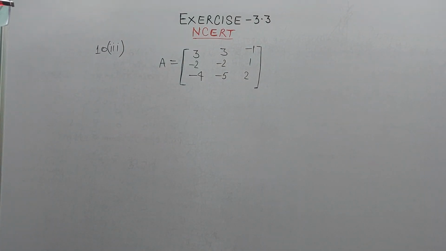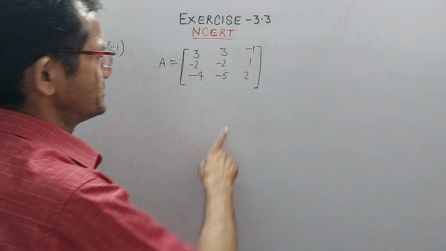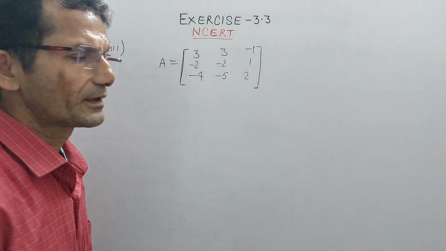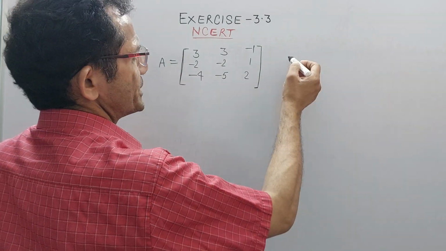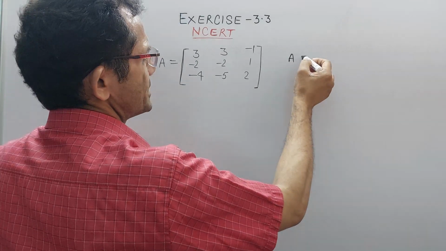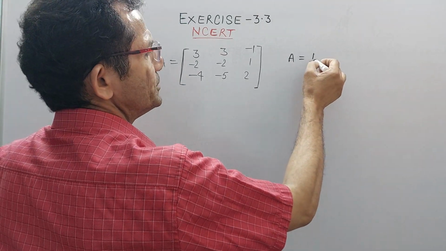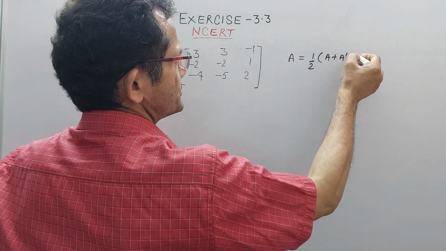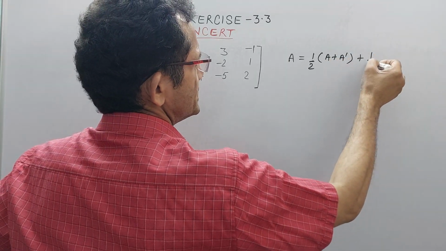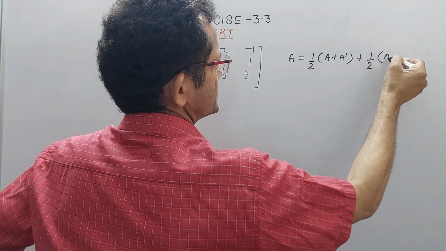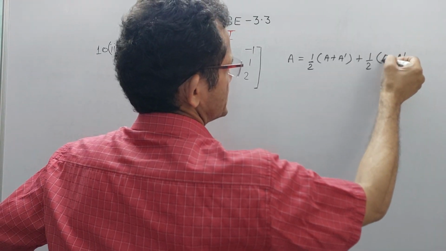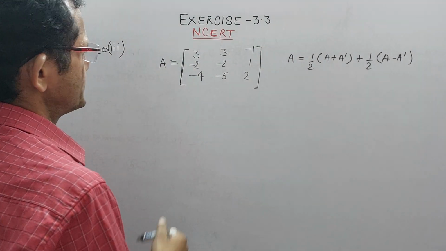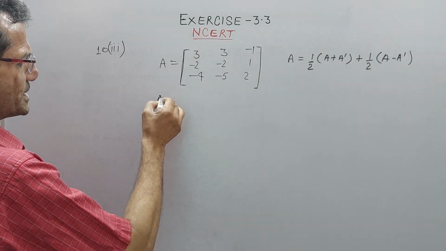Now question number 10, third part of question number 10, this is matrix A. We have to find out this matrix A as the sum of a symmetric and a skew symmetric matrix. We already know that any matrix can be written in this format: half of A plus A transpose, which is the symmetric part, plus half of A minus A transpose, which is the skew symmetric matrix. So first we find the transpose of matrix A.